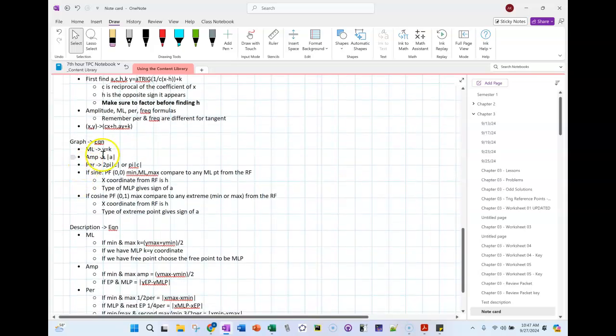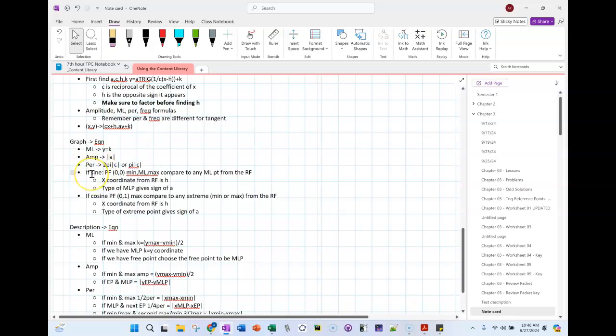If I want to go from graph to equation, I want to find the midline. That's going to give me K. Find the amplitude. That's going to give me the absolute value of A. Find the period. That'll allow me to solve for C. Again, depending on whether I have a sine, cosine, or tangent problem, the period formula is different.